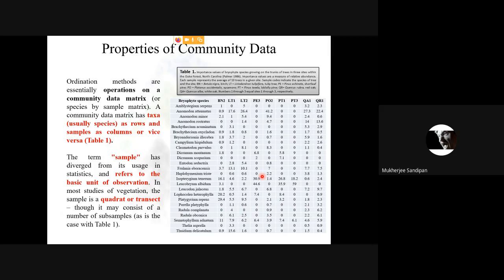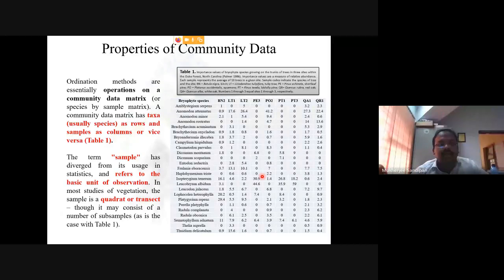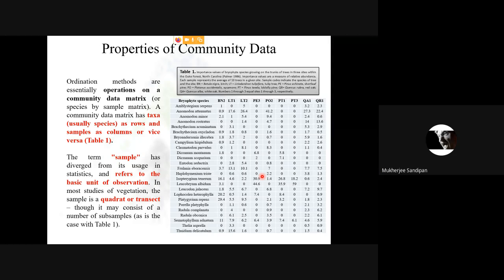Now, in ordination method, essentially operations are on the community data matrix. So when we do ordination, we do that on this kind of data set. A community data matrix has structure, usually species, that I have shown you. These are the species as rows and samples as columns or vice versa. So these are the samples.